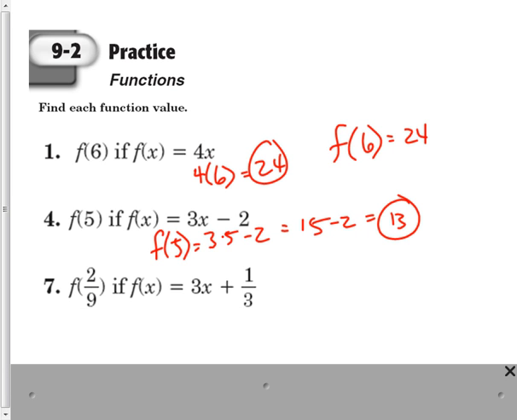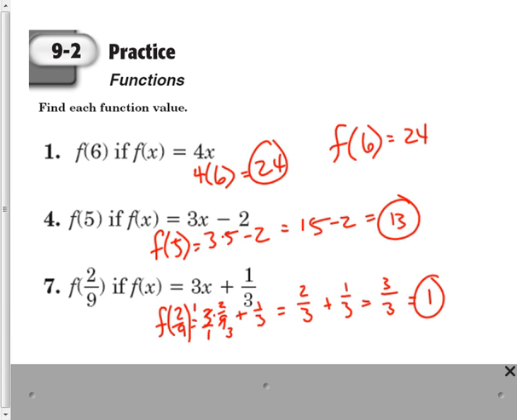Okay, so there's some other ones here. Yes, this one involves a fraction, so if you wanted to work that one out, we can do that. So we'll say f of 2/9 equals 3 times 2/9 plus 1/3. Alright, so 3 would be 3 over 1. Simplify the 3 and the 9 to be 1 and 3. Okay, when we multiply that, we're going to get 2/3 plus 1/3, which equals 3/3, which equals 1. So that would be your answer for that one.